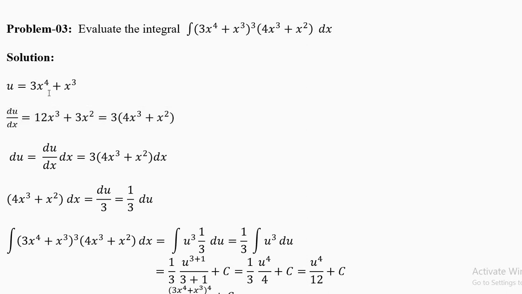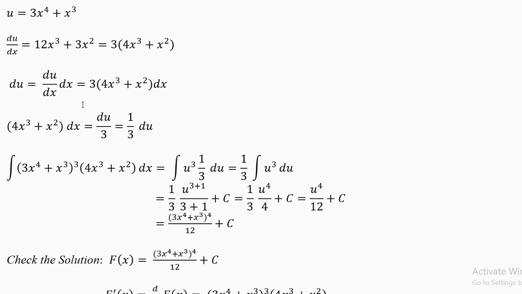Now u equal to 3x power 4 plus x cube. To differentiate, you will get 12x cube plus 3x square. Take 3 common, you will get 4x cube plus x square. You will always find the derivative sitting outside in this chapter, not in other chapters. So du equal to 3 into this bracket dx. So this bracket into dx is 1 by 3 du.